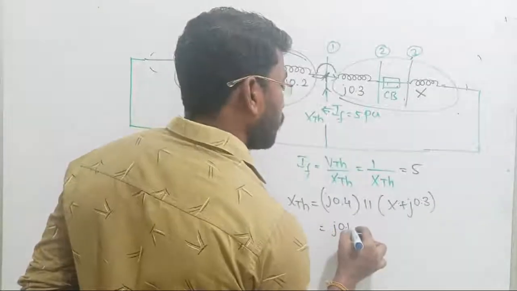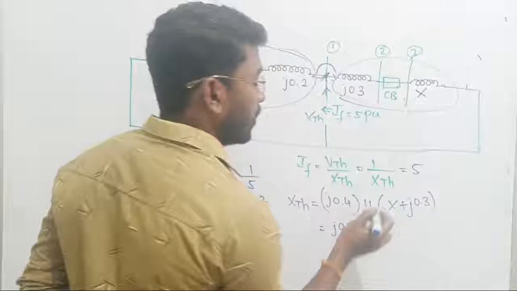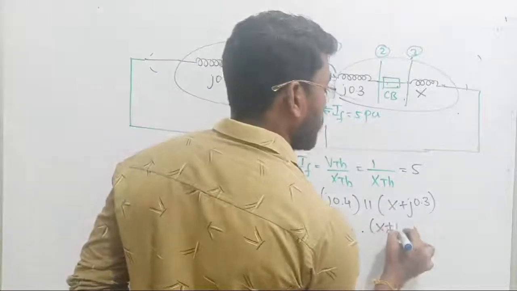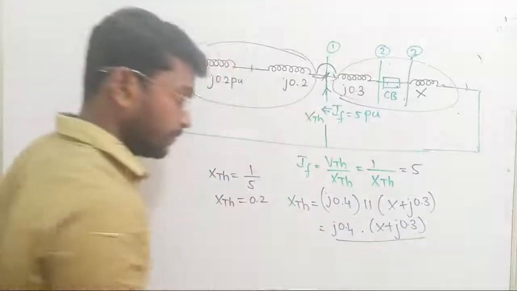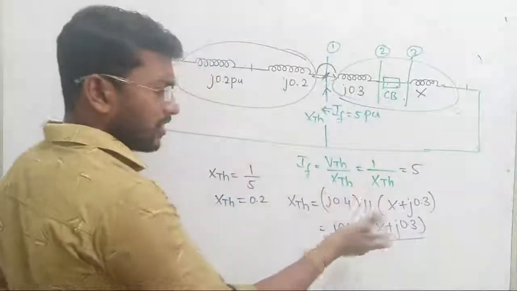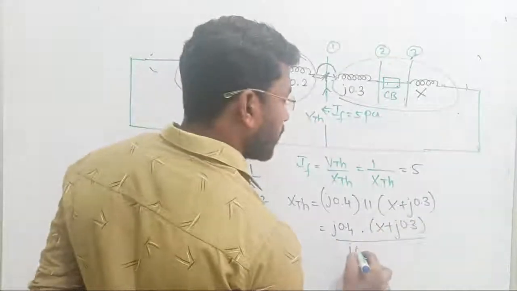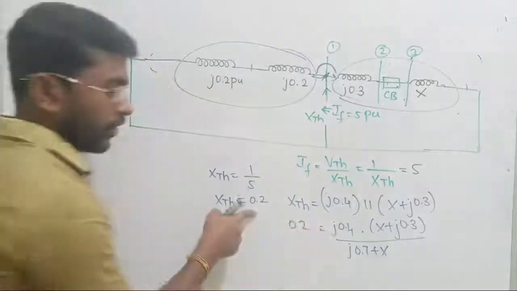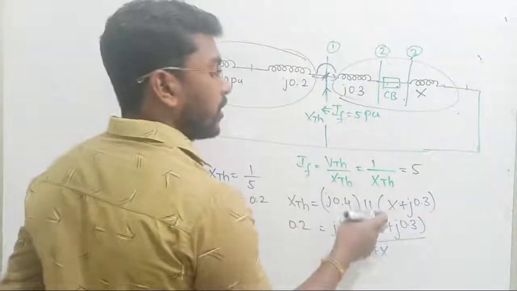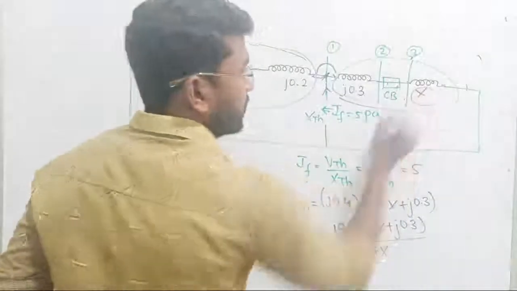Reduce this: j into 0.4 into X plus j0.3 in the numerator, and in the denominator, take and add. You know how to do the parallel combination: multiplication over addition. 0.4 plus 0.3 becomes 0.7 plus X. This total value should be equal to 0.2. We know there is one and only one unknown quantity, X. If you reduce this, you will get the value of X.